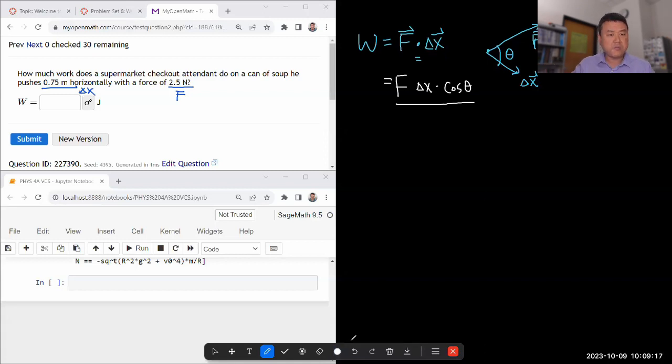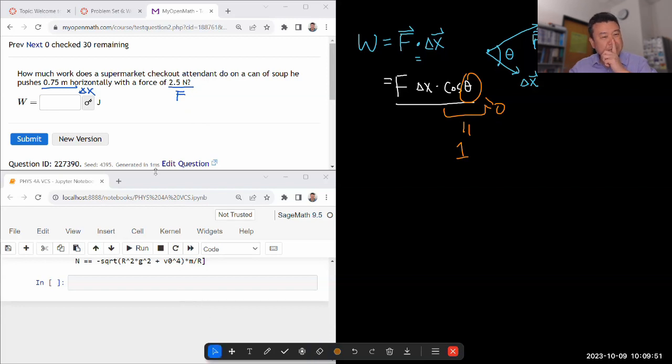And here, when they give us this information, that the push is being done horizontally, I think it's basically telling us that theta here will be zero. So cosine theta here will be one. So we don't actually have to worry about the relative directions, and the result looks like we haven't worried, because it's just going to be force times the displacement. So let me do that.